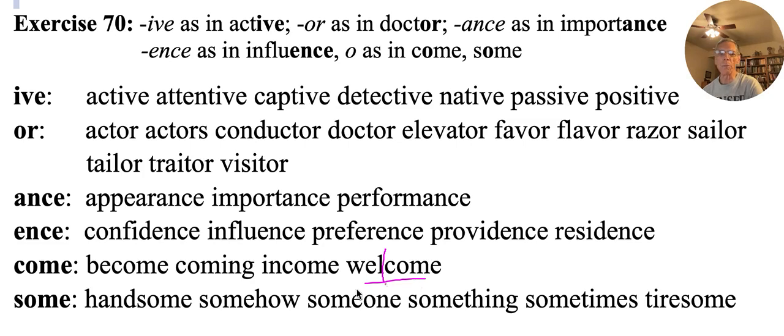Welcome to my home. And then S-O-M-E is not some, but some. So we have the word handsome. He was a very handsome, good-looking boy. Somehow. How are you going to get an A on your spelling? Somehow. Well, study. Someone. Could be anyone or someone. Something. Do you have something in your pocket?